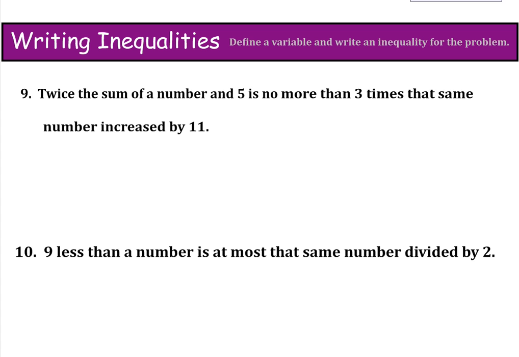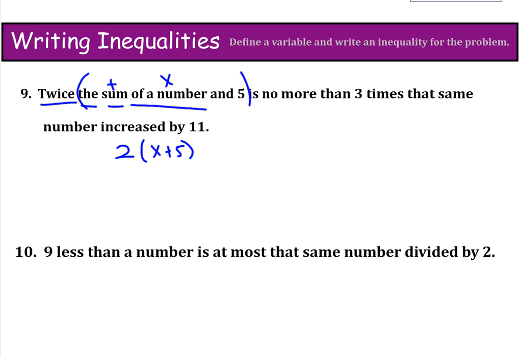So let's kind of use some language here. Twice the sum of a number and 5 is no more than 3 times that same number increased by 11. So twice the sum of a number. A number becomes our variable. Twice the sum. Sum means addition. So kind of what this means is you're going to go 2 times x plus 5, because it's twice the sum of a number and 5.